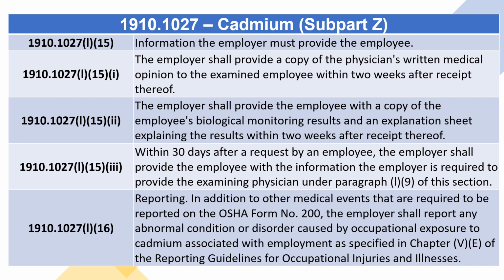1910.1027, L.16, Reporting. In addition to other medical events that are required to be reported on the OSHA Form No. 200, the employer shall report any abnormal condition or disorder caused by occupational exposure to cadmium associated with employment as specified in Chapter V.E. of the Reporting Guidelines for Occupational Injuries and Illnesses.